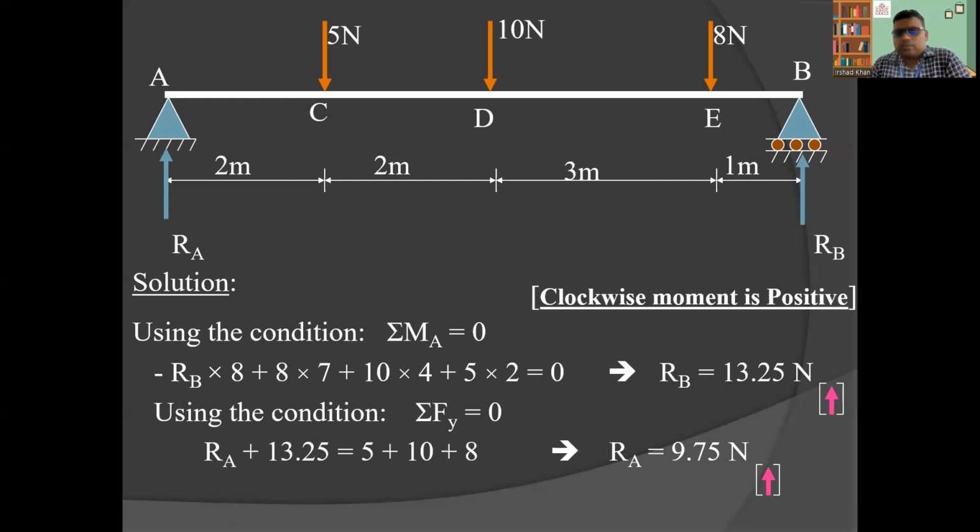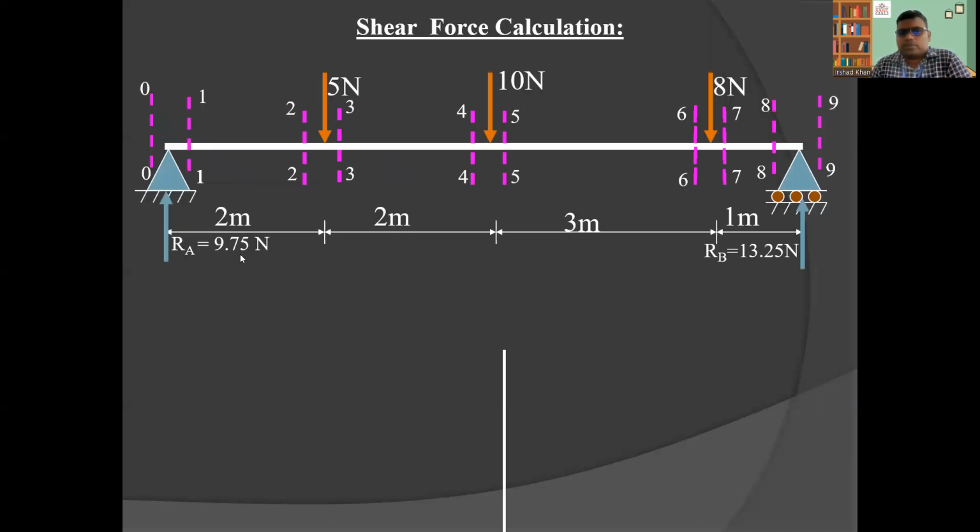Using the second condition, the sum of all the forces acting vertically equals 0. So RA plus RB, then this 5, 10, and 8. RB we already know is 13.25, so RA is equal to 9.75. So RA and RB are now known, and we can proceed to calculate the shear force.